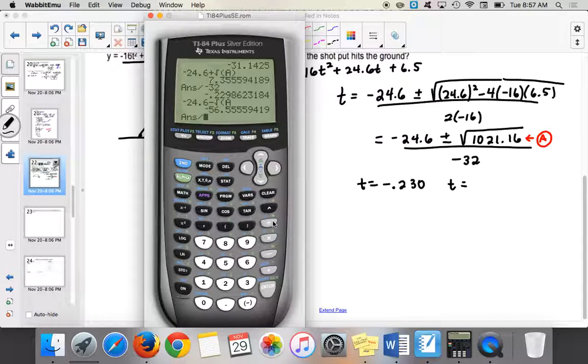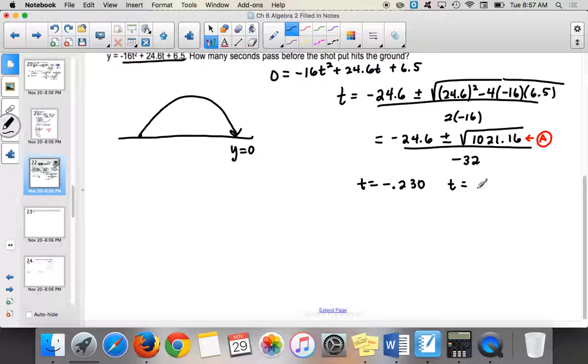And then I'm going to take that and divide by negative 32. So that one's 1.767. Does that make more sense? So that's how long it takes to hit the ground. Okay.